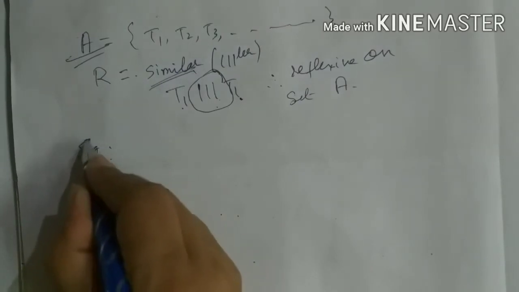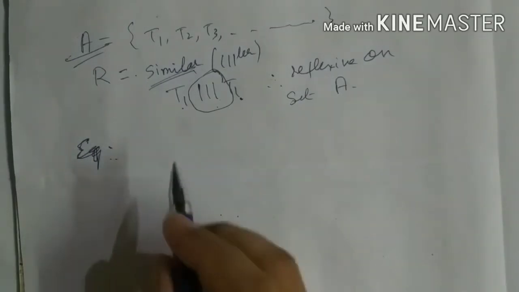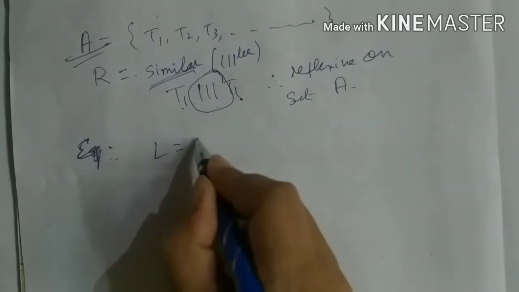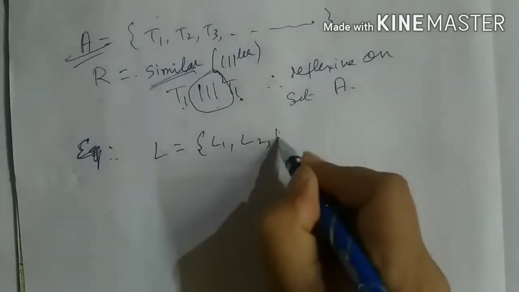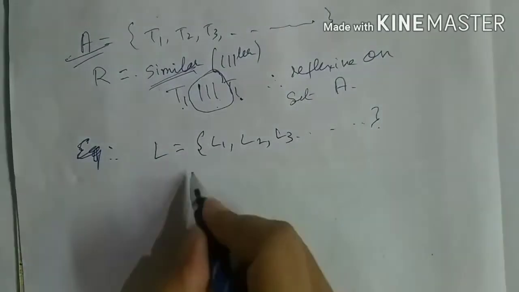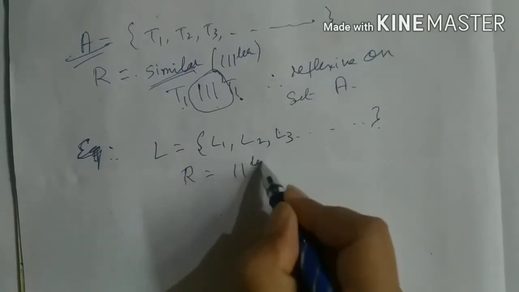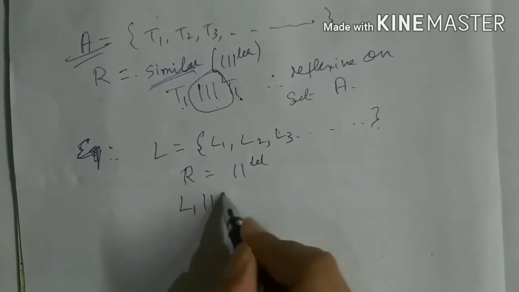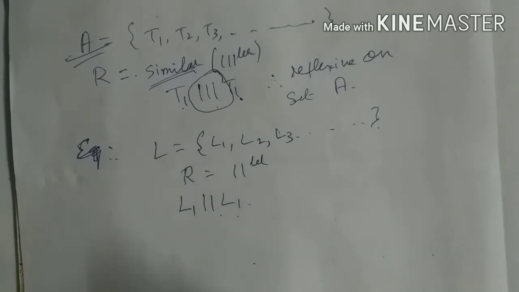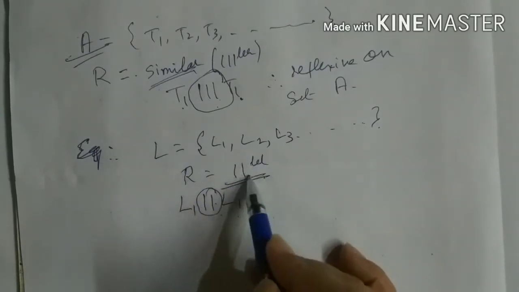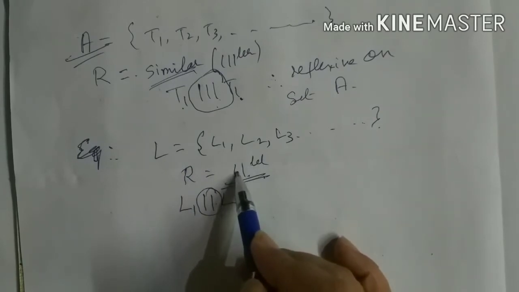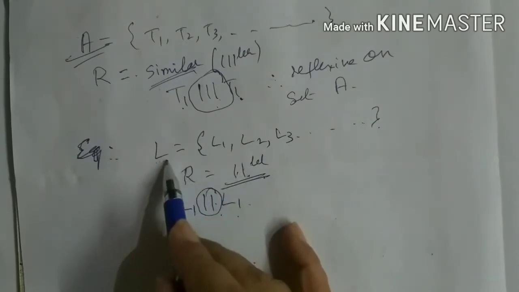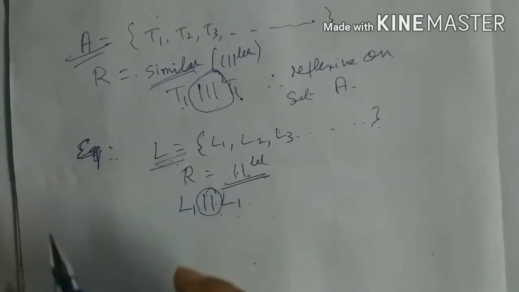Let us consider another example. Let us consider the set of lines L, L1, L2, L3, and let us consider the relation parallel. We know that every line is parallel to itself. Therefore, what we can say is that the relation parallel is reflexive on the set of lines L.